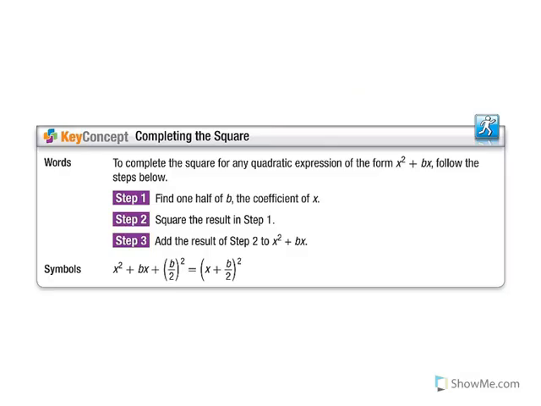To complete the square for any quadratic expression in the form of x squared plus bx, follow the steps below. Step number 1, we're going to find half of b, the coefficient of x. Step number 2, square the result in step 1. And then we're going to add the result of step 2 to x squared plus bx.